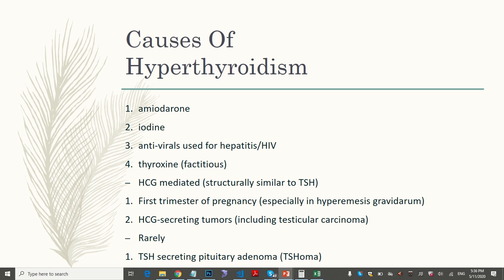If a patient is taking thyroxine without any condition, or HCG mediated, because human chorionic gonadotropin hormone is structurally similar to the thyroid stimulating hormone, during the first trimester of pregnancy, especially in hyperemesis gravidarum, HCG secreting tumors including testicular carcinoma, and TSH secreting pituitary adenoma.